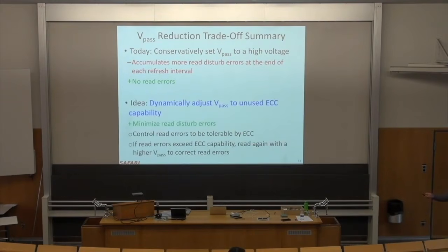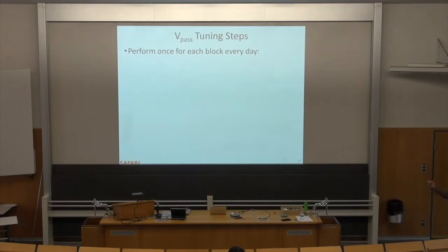We want to dynamically adjust VPass to unused ECC capability. We're going to minimize the read disturb errors, and we're going to control the read errors to be tolerable by the error correction code capabilities. If the read errors start exceeding the capability of the error correction codes, then we start increasing the pass-through voltage VPass to correct the read errors. That's the idea. You can do this in multiple ways.